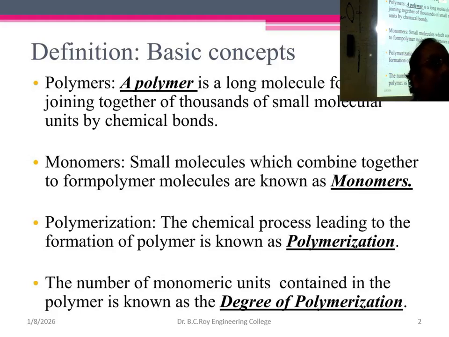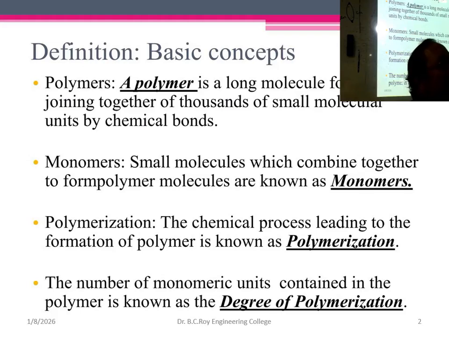Natural polymer examples: rubber, wood, cellulose, starch, cotton. Cotton is a cellulose material. So these types of materials which are actually obtained naturally, protein. So these are natural polymers.